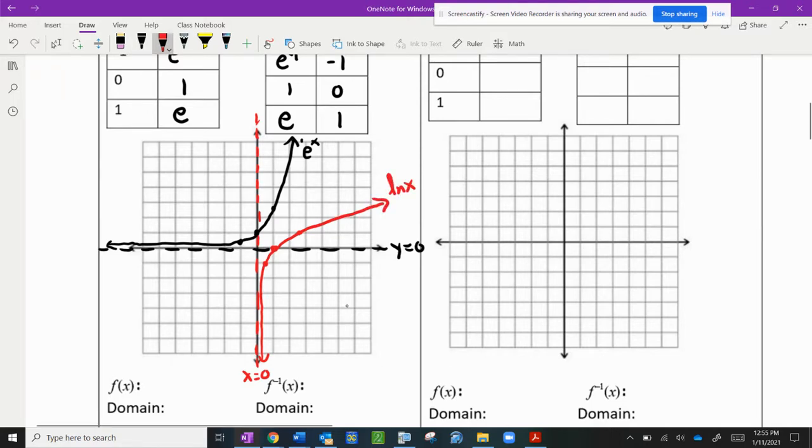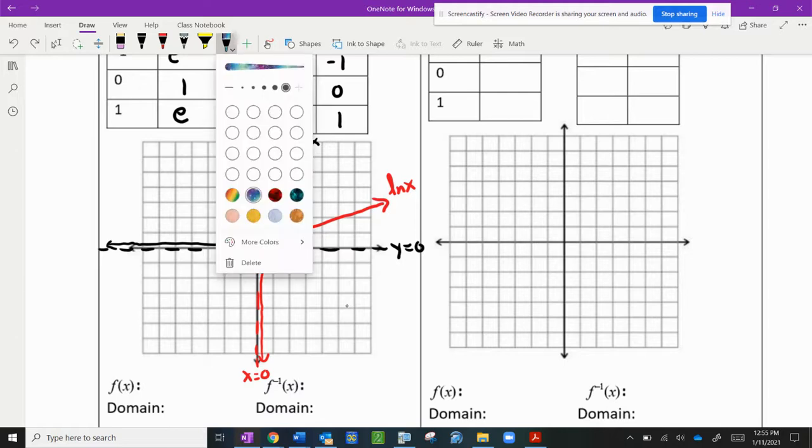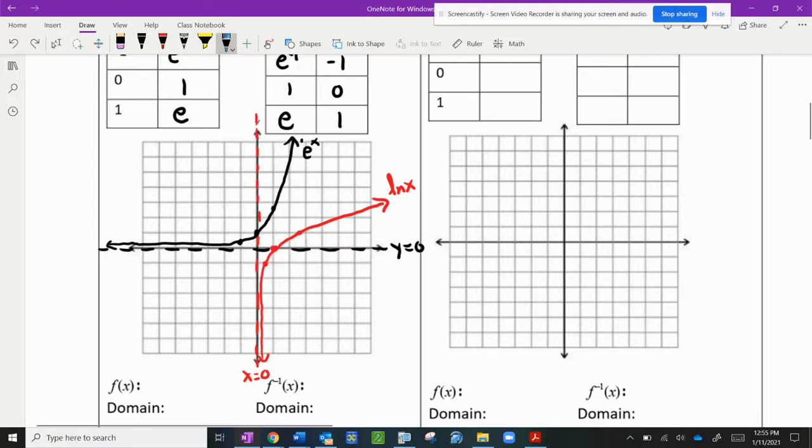And notice they both are going to reflect across the line y equals x. That's quite large. Hold on. And here's that line, y equals x. And there is my graph of the log.